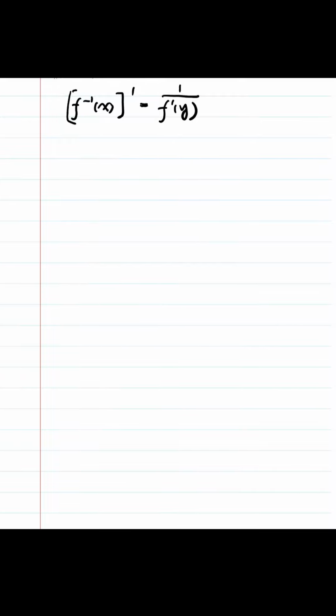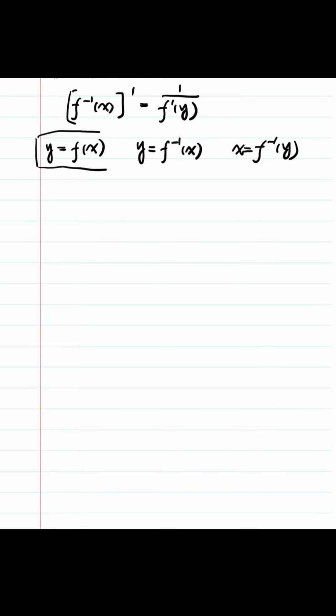Stop hard memorizing the derivative of the inverse function. Let's understand what's going on behind that. The original function is y equal to f(x), and the inverse function is y equal to f inverse of x. The x equal to f inverse of y would be exactly the same as the original function.